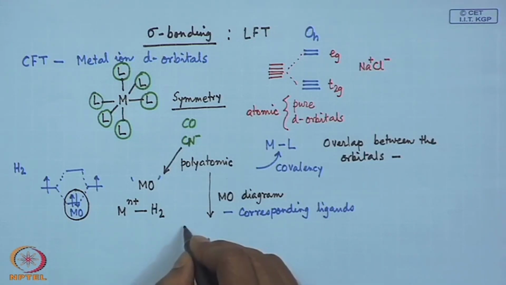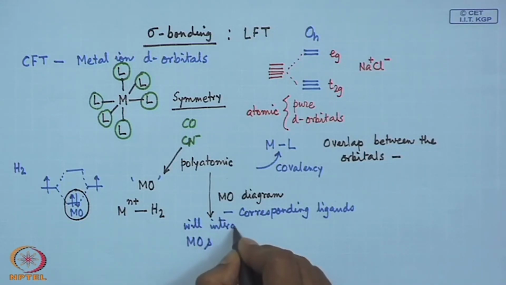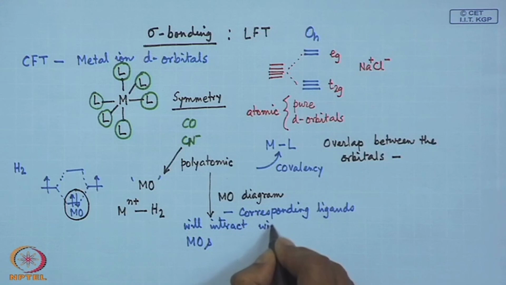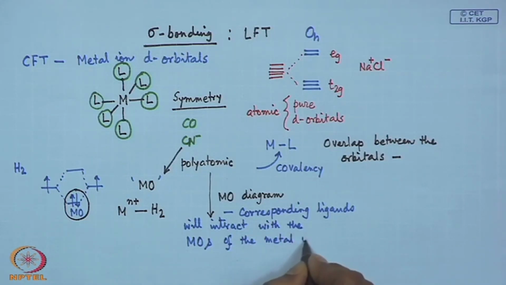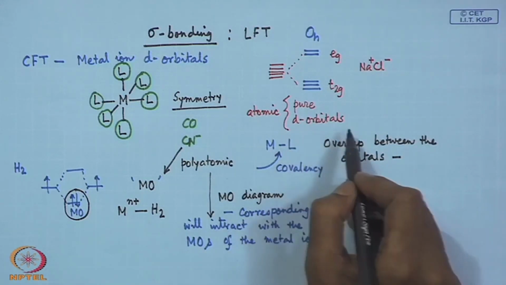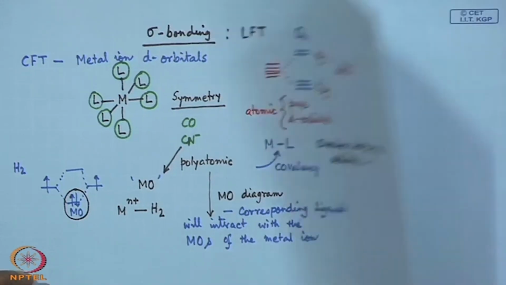So they will interact with the molecular orbitals of the metal ion. The metal ion should also provide some molecular orbitals instead of the typical atomic orbitals like the pure d orbitals. So we should now have the corresponding molecular orbitals from the metal side at the same time.